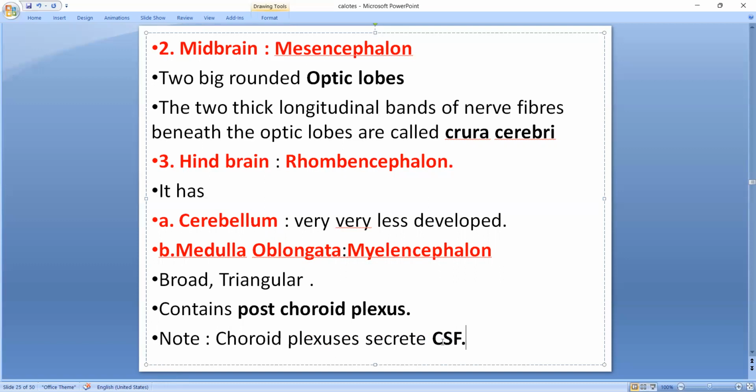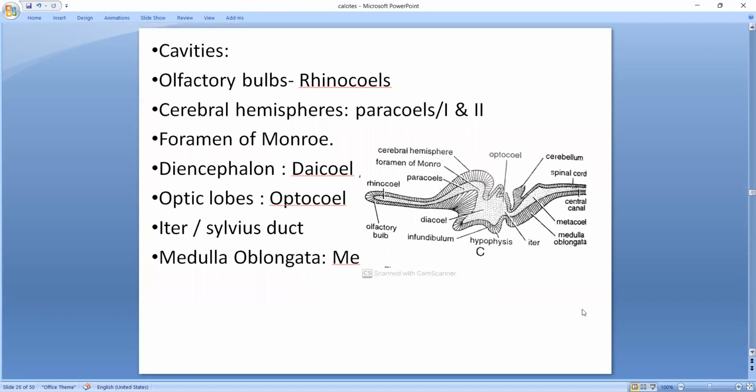They secrete the cerebrospinal fluid. What is cerebrospinal fluid? A kind of plasma in which only the serum proteins, some leukocytes and nutrients are present. That's all. That is cerebrospinal fluid, secreted by these choroid plexuses. Then the last part is cavities, or ventricles, you can call.